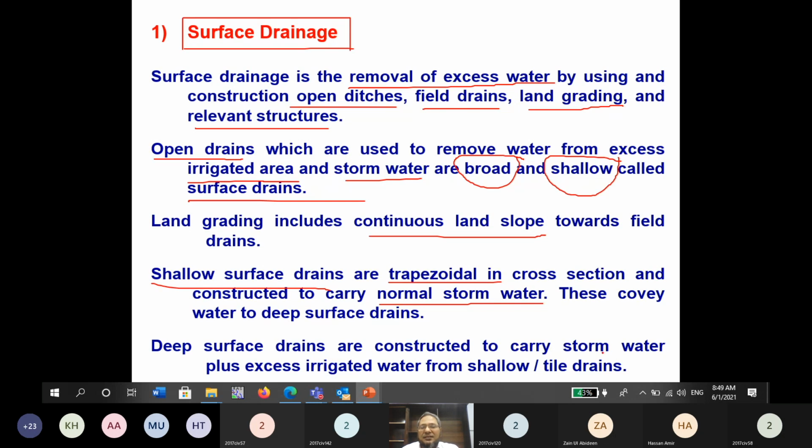Deep surface drains are constructed to carry storm water plus excess irrigated water from shallow drains or tile drains. अभी tile drain हमने नहीं पढ़ा. Okay, so the deep surface drains हैं, they receive water from the shallow drains.